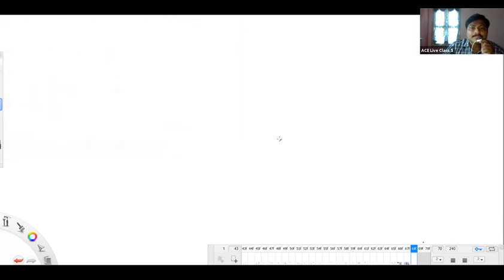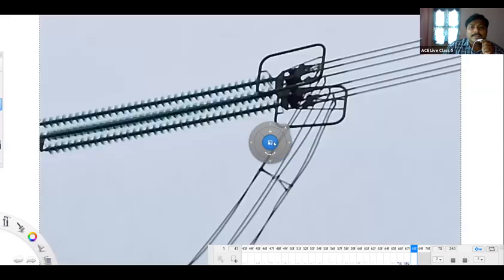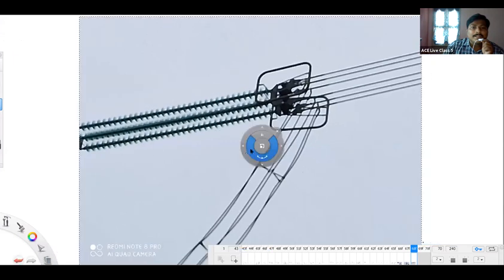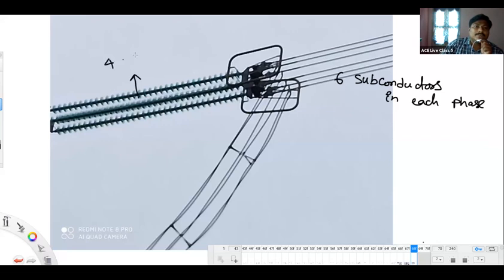Just observe here. Just observe in this one. Yeah. How many strings do we have? It looks like 3, but it is exactly 4 strings here. How many subconductors? 6 subconductors in each phase. And these are 4 strings. 4 strings per phase.